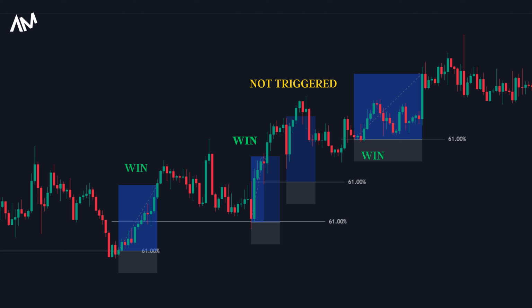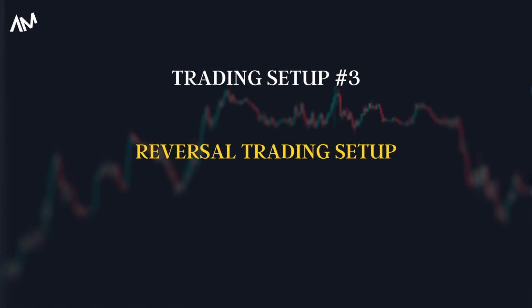It is important to note that while trend continuation trading setups boast a higher win rate, if you aim to make trades with an excellent risk-to-reward ratio, it is advisable to trade reversals. Without further ado, let us proceed to our critical reversal trading setup.